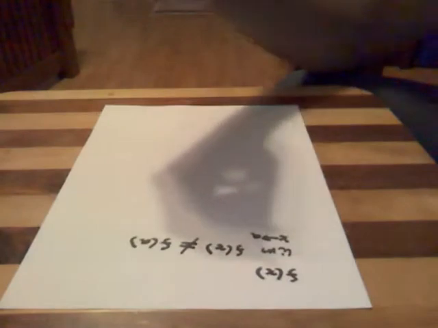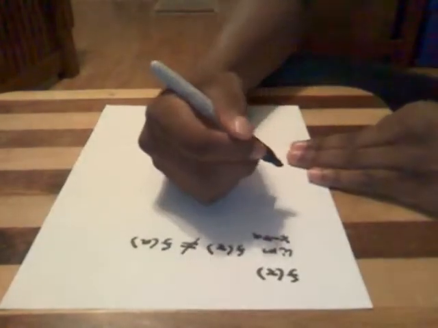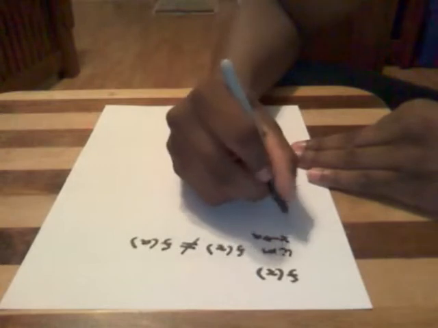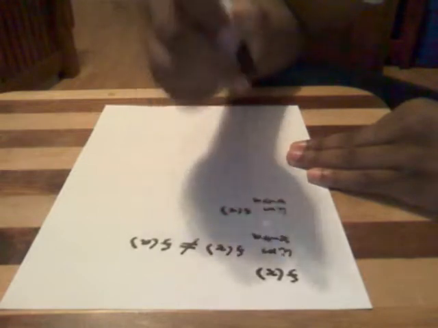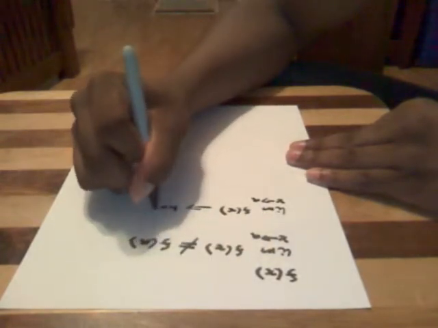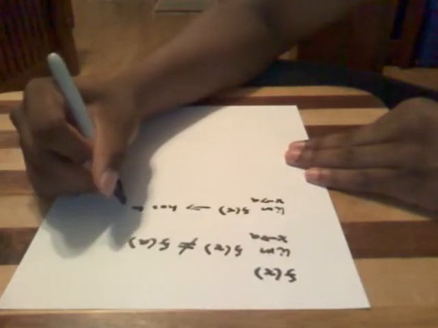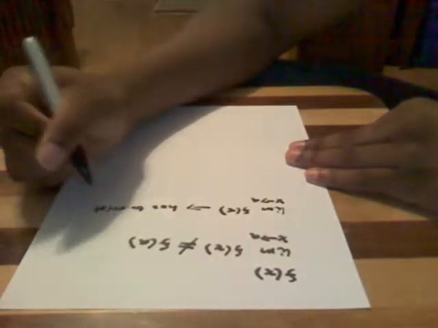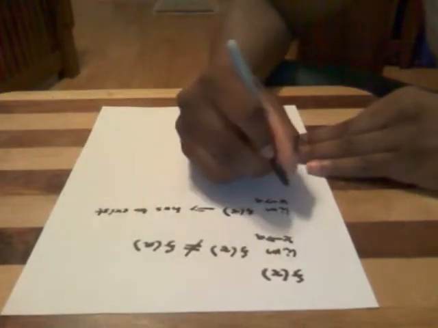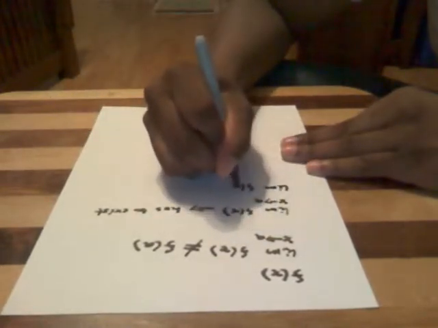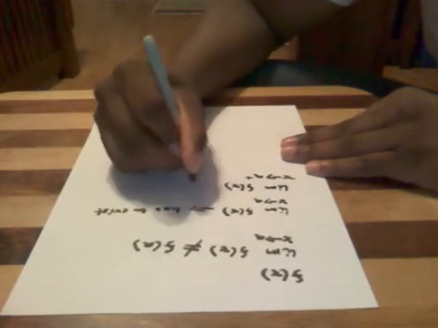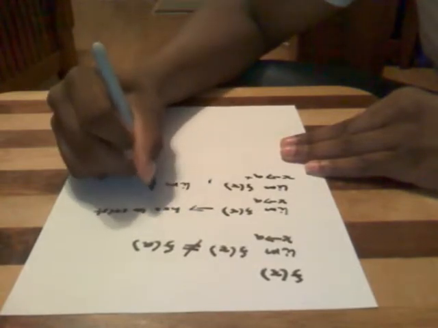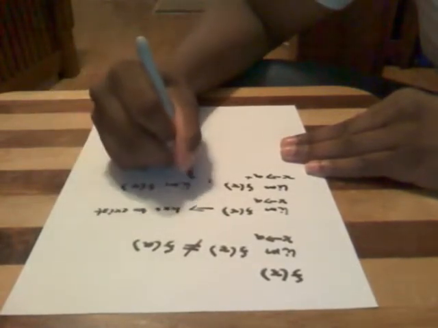Now, in order for f of x to be continuous, two things have to happen. The first thing is that the limit of f of x as x approaches a has to exist. If this does not exist, then the function has no continuity. That means that the limit of f of x as x approaches a from the right, as well as the limit of f of x as x approaches a from the left.